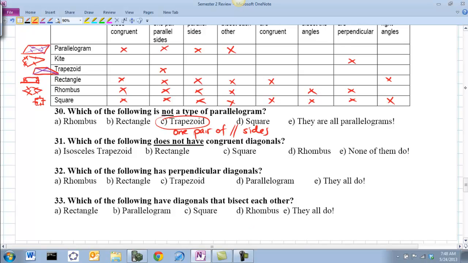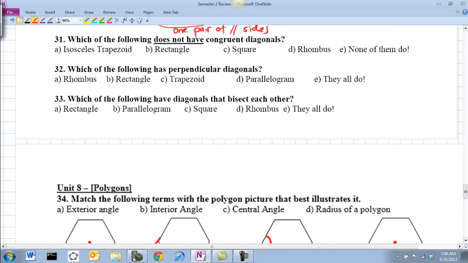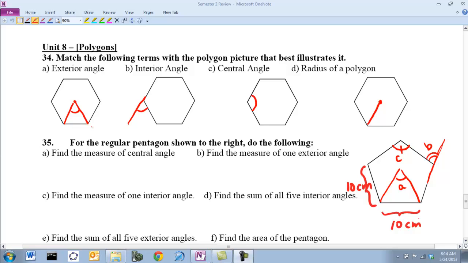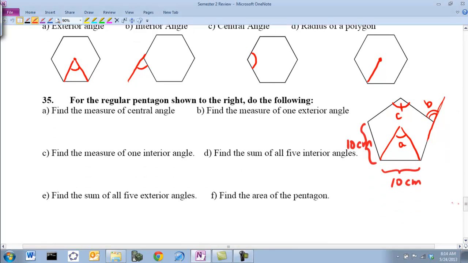All right, I'm going to let you answer 31 through 33 as we move on to Unit 8. Okay, so for Unit 8, polygons, which is the unit that we just recently did, number 34 is about matching to different parts of the polygon, and I think you should be able to do that on your own just by reasoning out what the words mean.